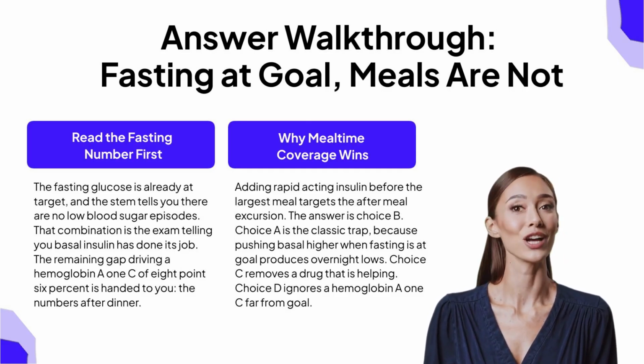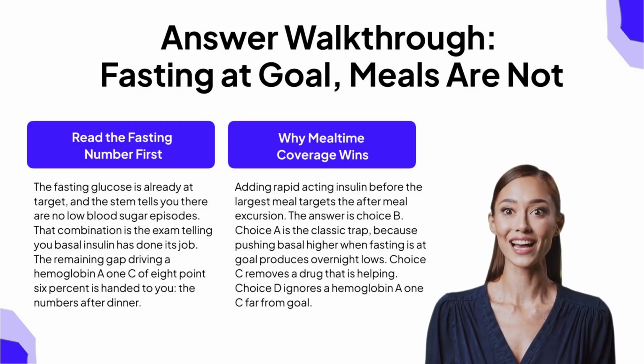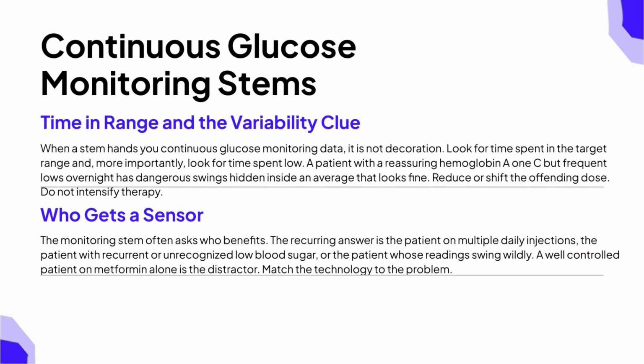The distractors. A is the classic trap, sitting first for a reason. The A1C is high, so more insulin feels right, but pushing basal higher when fasting is at goal drives overnight lows. The fasting number is the guardrail. Once it's at goal, basal stops. C removes a drug that's helping for no reason. D ignores an A1C of 8.6 and waits 3 months. The answer is B.